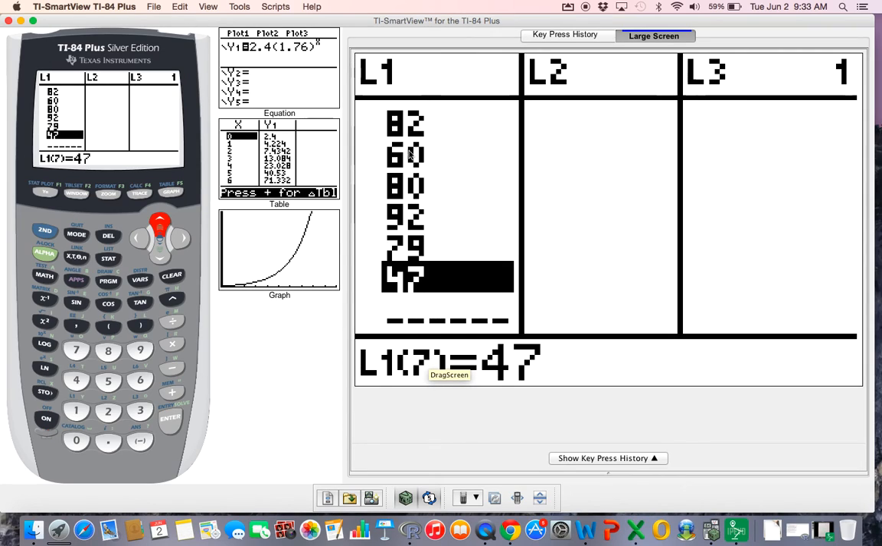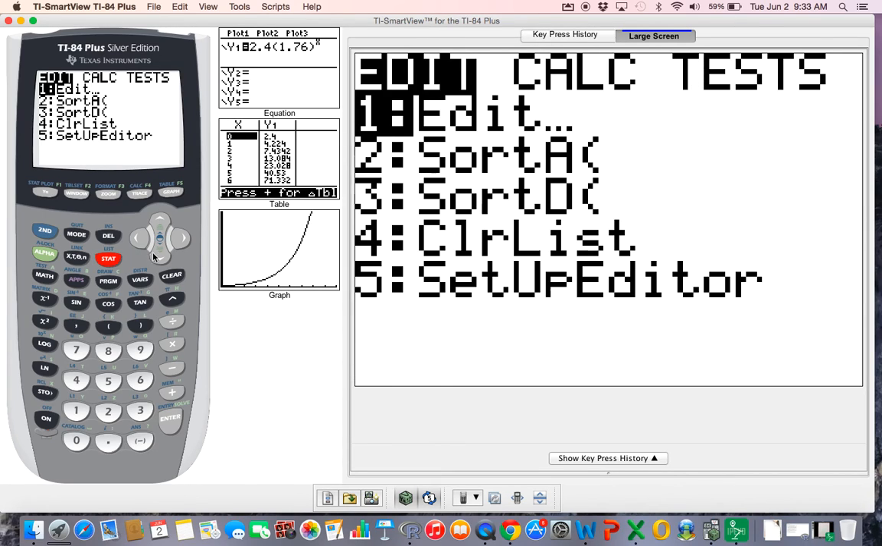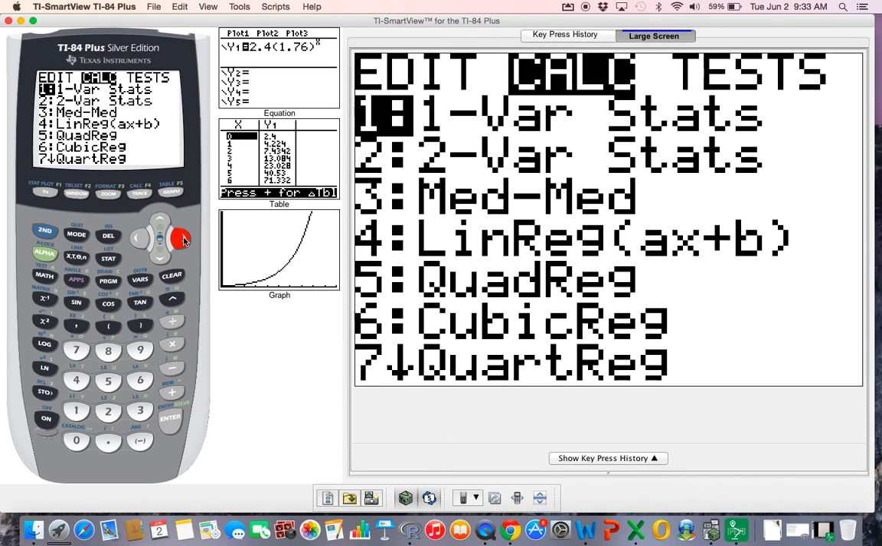It won't tell you the accuracy of the numbers you typed in, but it will tell you whether you typed in the correct number of answers. All right, gang, what I'd want to do next is go to Stat, go over to Calc, and go to one variable stats.